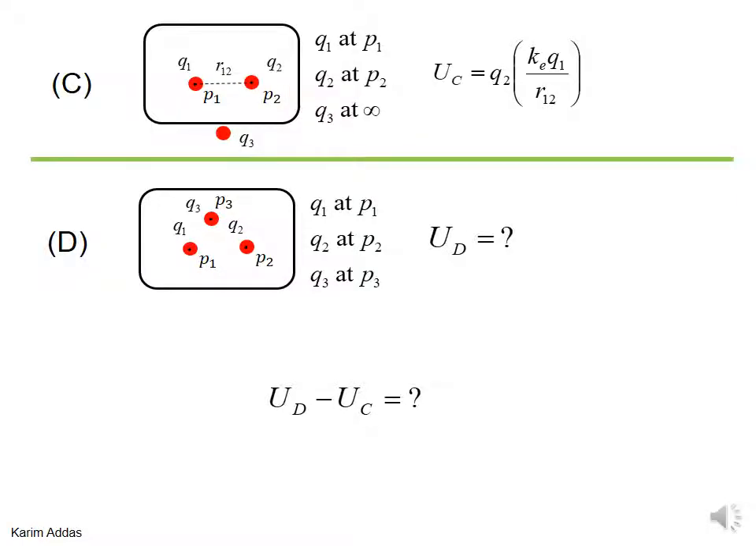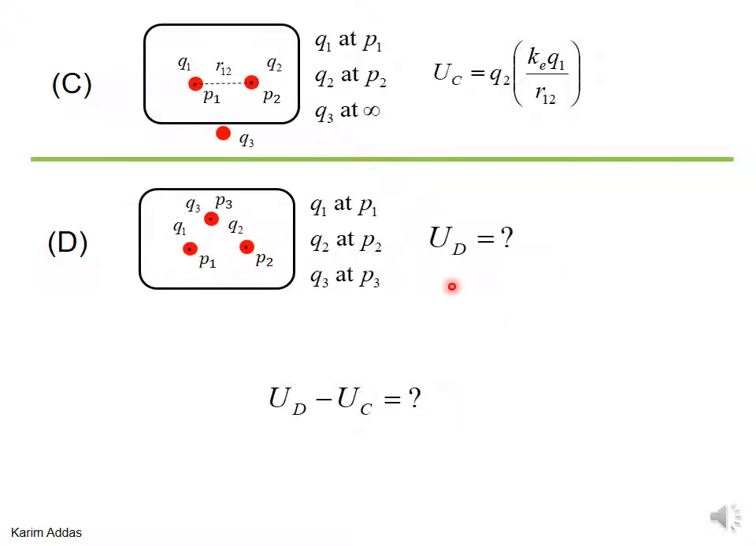Okay, now let's bring the third charge. So we start out with this configuration where the energy is UC, this value, and charge Q2 is at point P2, and charge Q1 is at point P1, and charge Q3 is at infinity. Now we go to the configuration where we bring charge Q3 from infinity and we put it at point P3. What will the energy in this configuration be?